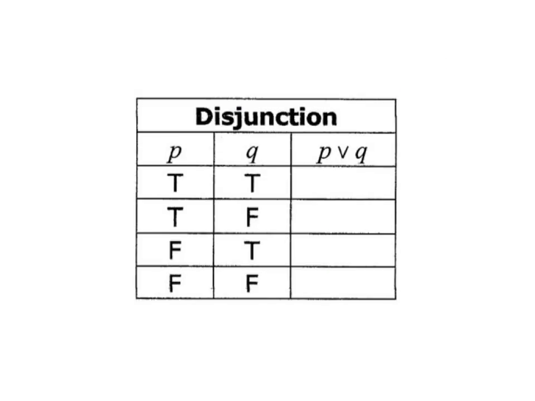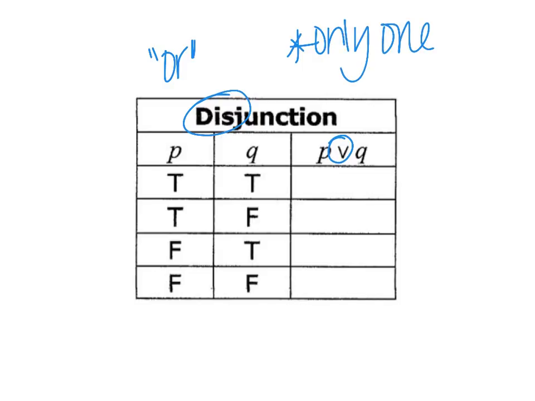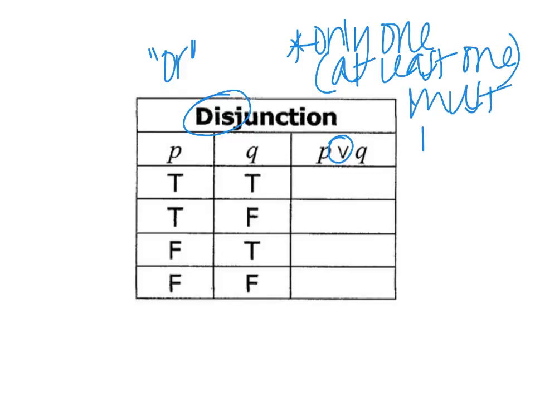Now, a disjunction. When we're talking about disjunction, this is our OR problems, and we've got our down arrow. Only one of them has to be true for the whole thing to be true. So only one, or at least one, must be true for it to be true.